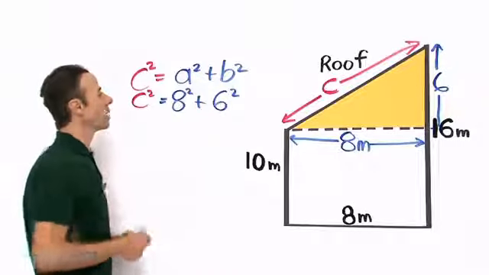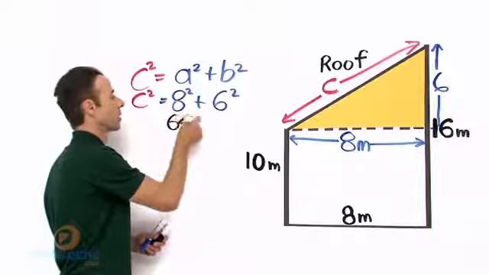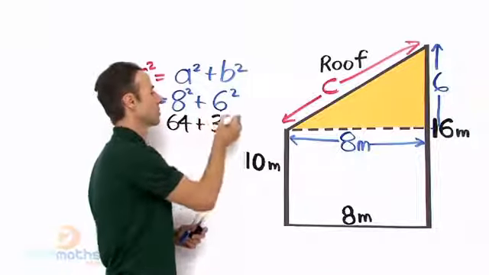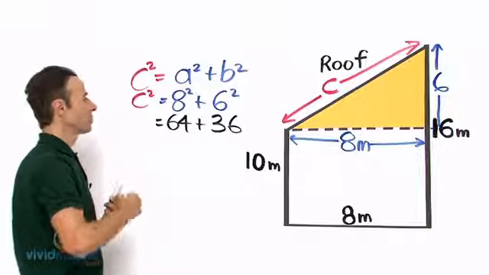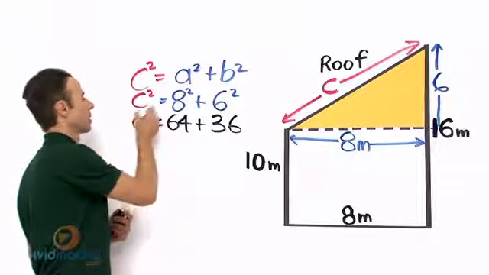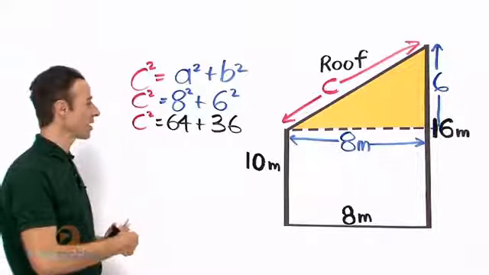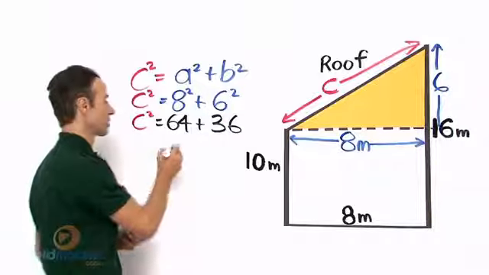So 8 squared, first of all, is going to be 64. Plus 6 squared is 36. And that equals C squared again. Let's write that down. Okay, C squared equals 64 plus 36. Let's add them together. 64 and 36 gives us 100.